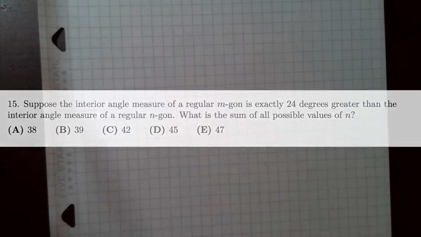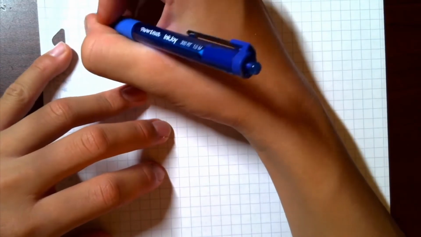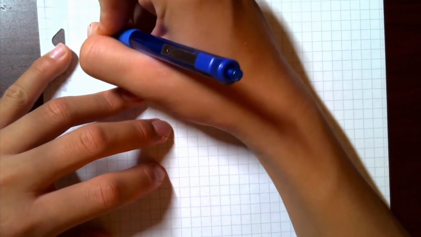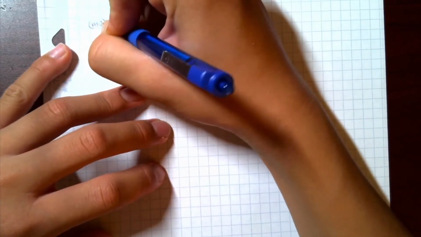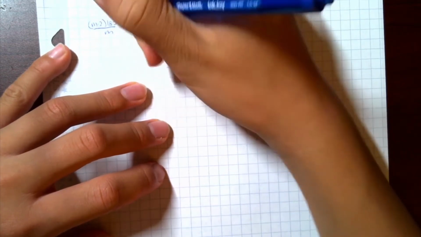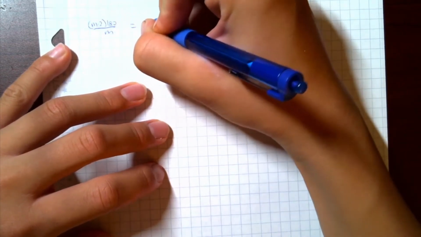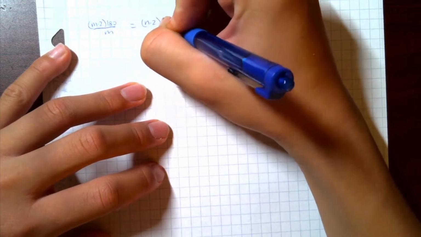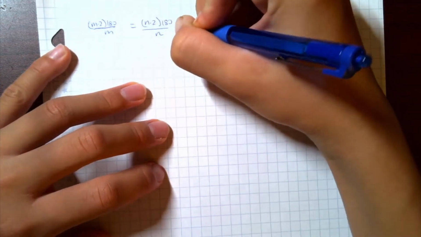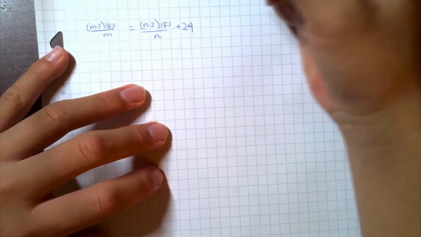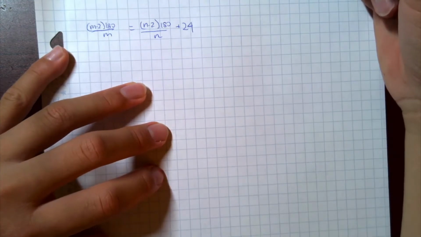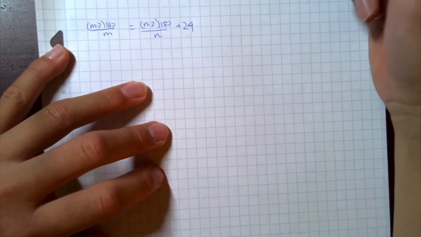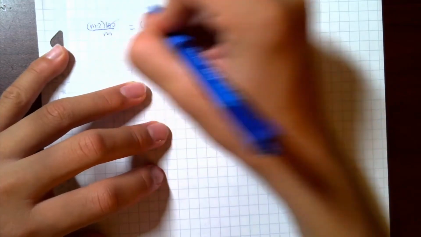So it's well known that the angle in an m-gon is going to be (m minus 2) times 180 over m, and for an n-gon it's going to be (n minus 2) times 180 over n. From the problem statement, we should have a plus 24 there to make the angle measure 24 more. And from here we can do some cancellation.